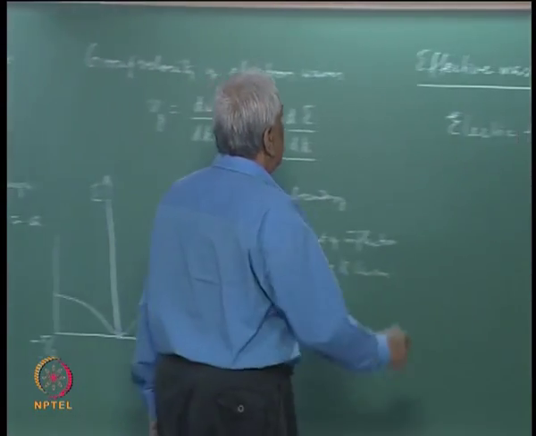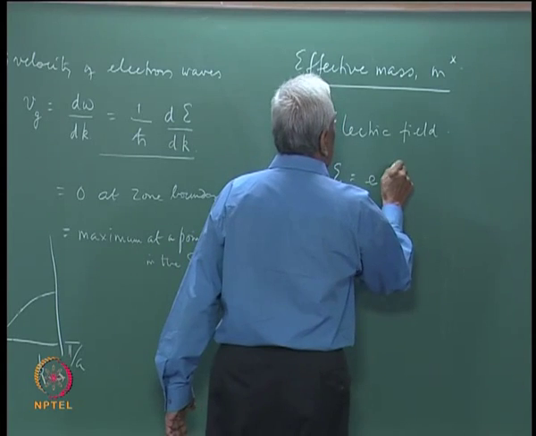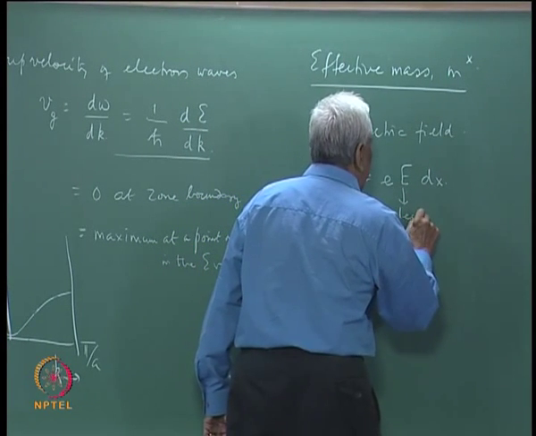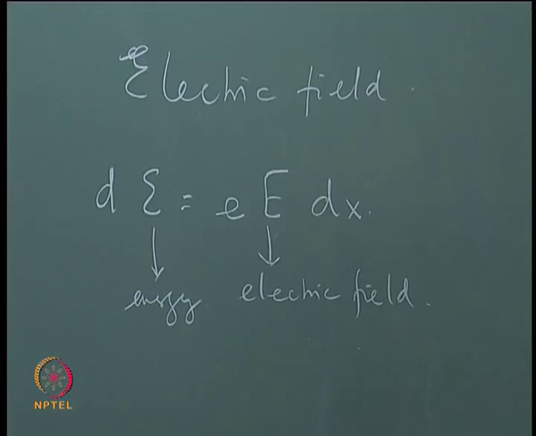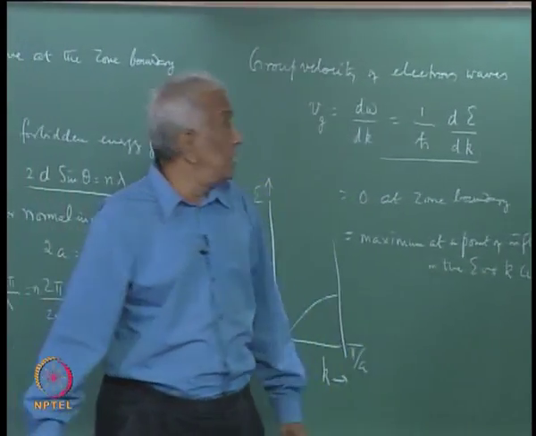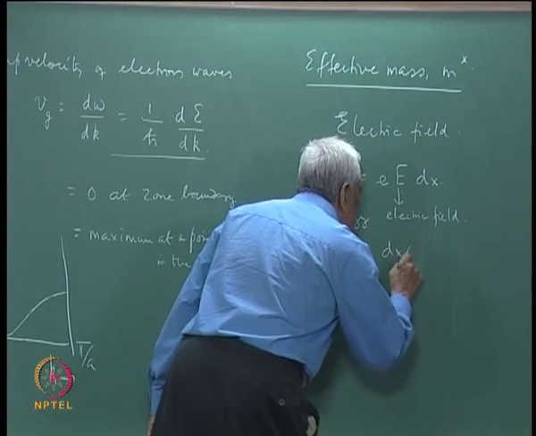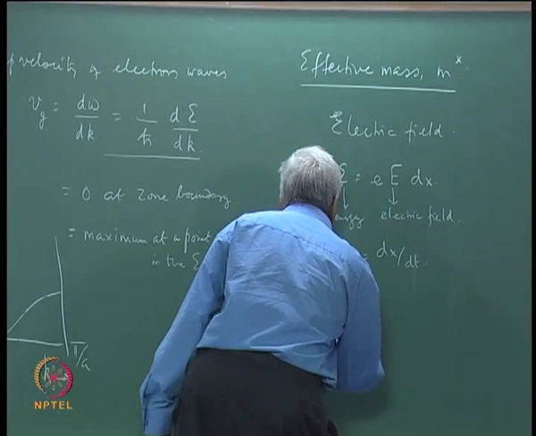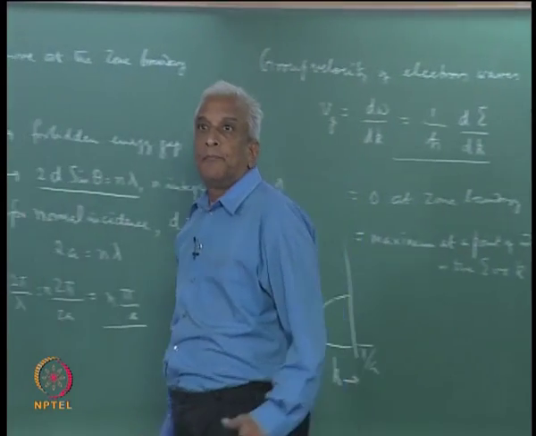So, we have the energy increment in an applied electric field is E dx. This is the field, and this is the energy. So, the external field acts on the electron and causes a displacement dx in an interval of time dt, and the velocity is just dx by dt. So, using this we can write dE as E V dt.